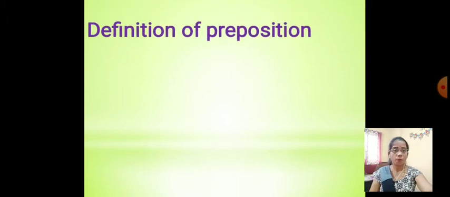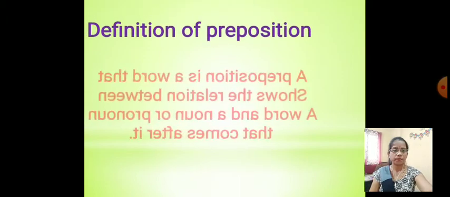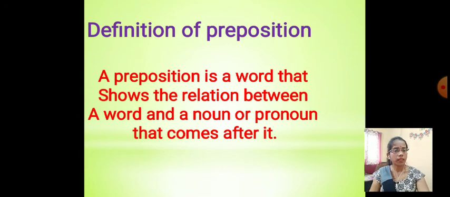See the definition of preposition. A preposition is a word that shows the relation between a word and a noun or pronoun that comes after it. It means the preposition shows the relation between noun and pronoun. It sometimes shows the direction, it sometimes shows the position, or it sometimes shows the time. So it is related with noun and pronoun.